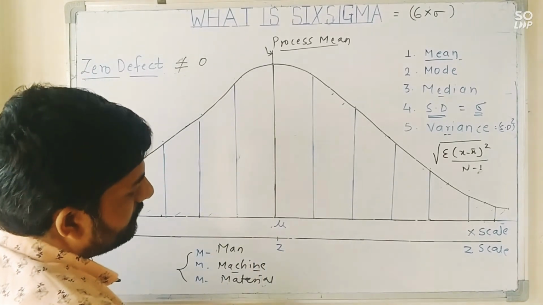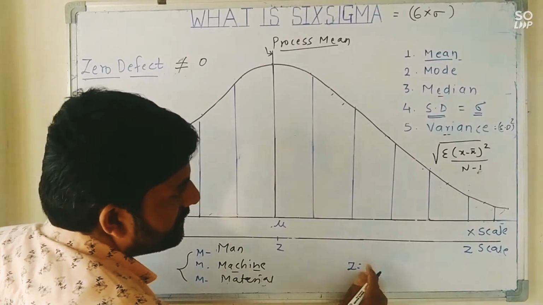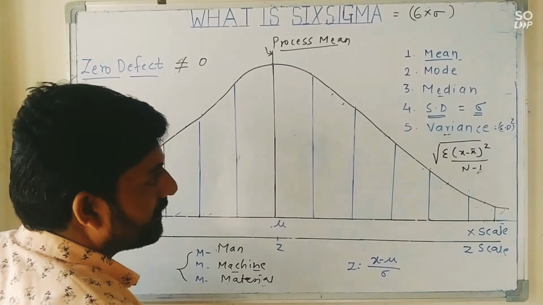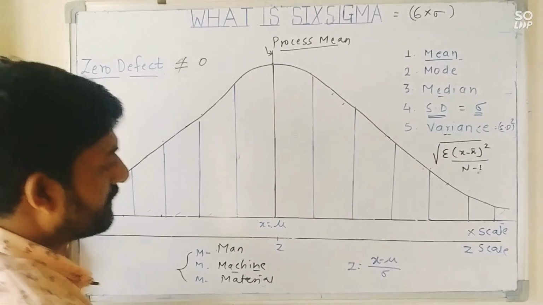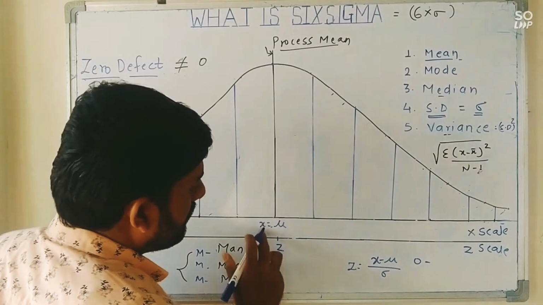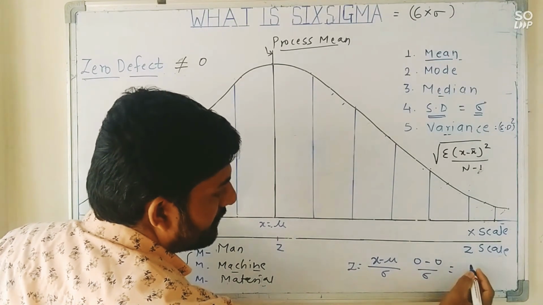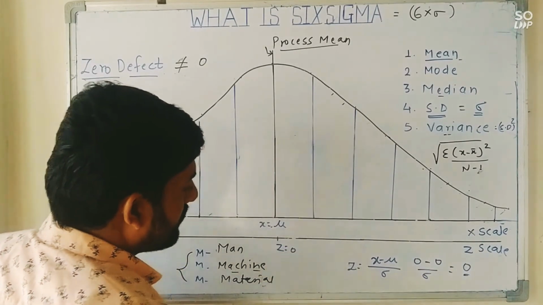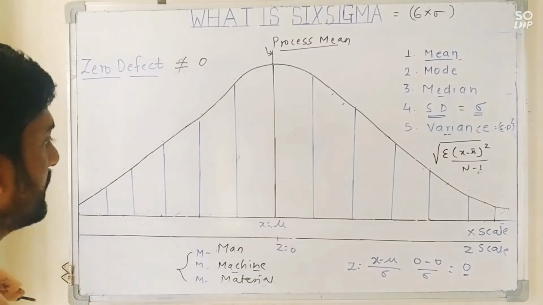If I would like to find z, z is equal to what? X minus mu divided by standard deviation. Here x is equal to mu. Here x minus mu is 0. Put in this equation, 0 divided by anything will come 0. So z is 0. Now the question is, what is the role of the z scale here?